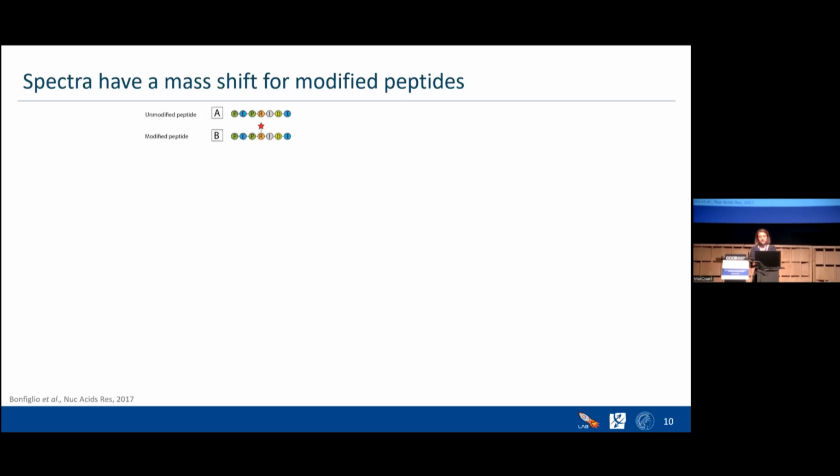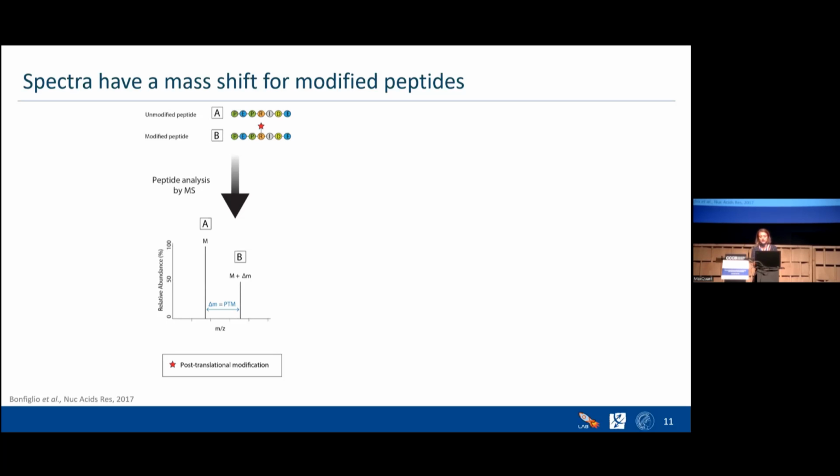Peptide A is an unmodified peptide, and peptide B is a modified peptide. As you see, on the fourth residue we have a star, and the star just represents some PTM there. And we know our mass spectrometer is very sensitive, so we could see this mass change on the spectrum. So what we do in the beginning on the mass spectrometer analysis is the MS.